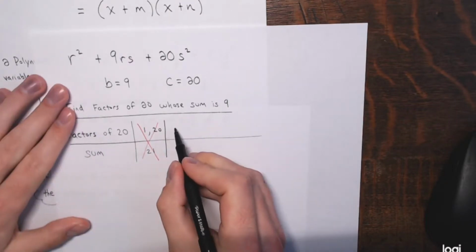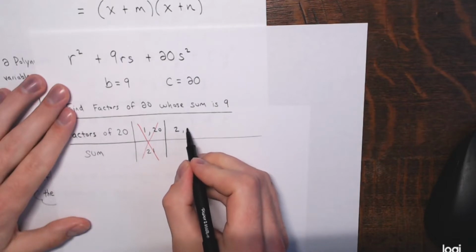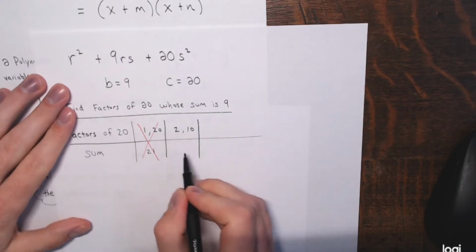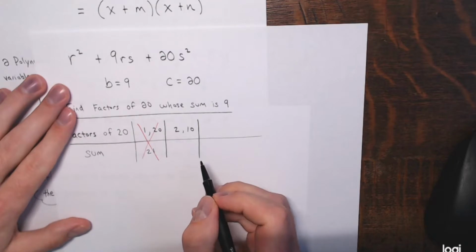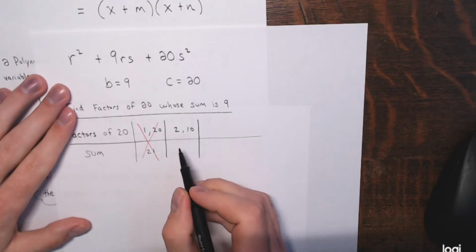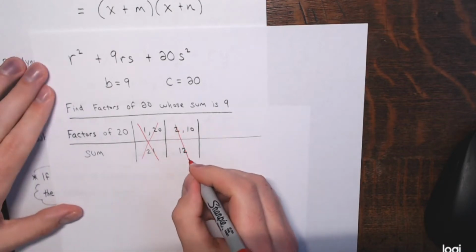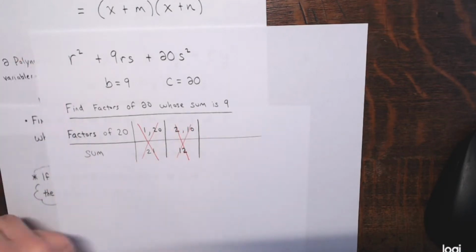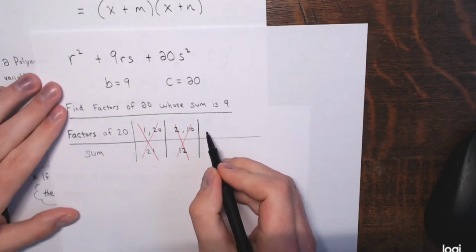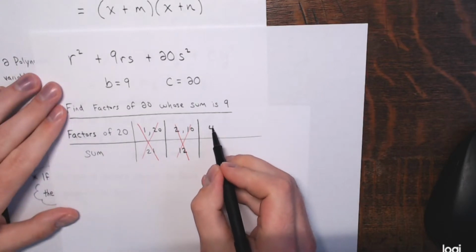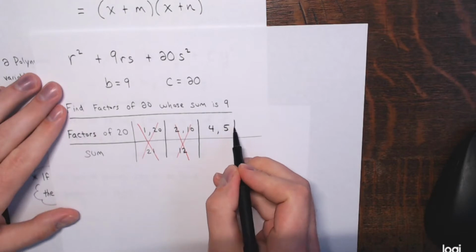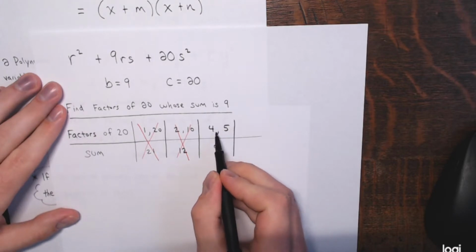Then 2 times 10. I just kind of work my way up from 1 to 20. 2 times 10 is 20. Those add up to 12, which is not 9, right? So those aren't any good either. 3 doesn't go into 20, 4 does. 4 times 5. And hey, here it is. 4 plus 5 is 9.